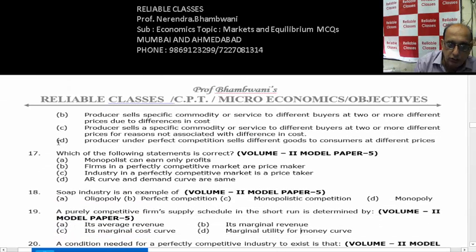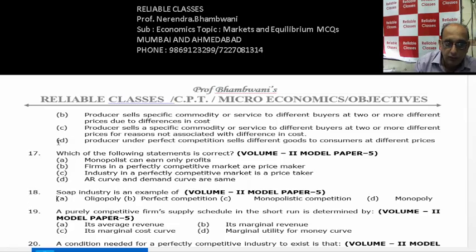Which of the following statements is correct? Monopolists earn only profits. Firms in perfect competitive market are price makers. This is incorrect. Then, industry in a perfect market is a price taker. Industry is not a price taker, firm is a price taker. AR curve and demand curve are same. This is correct. D1 is correct.